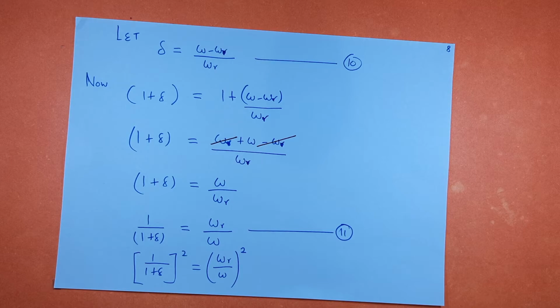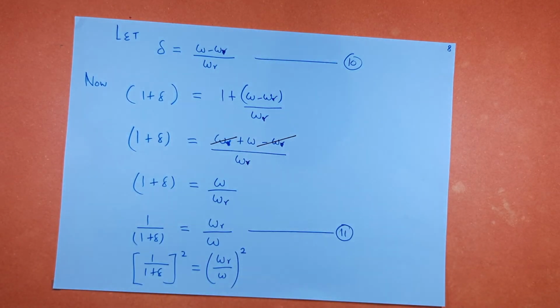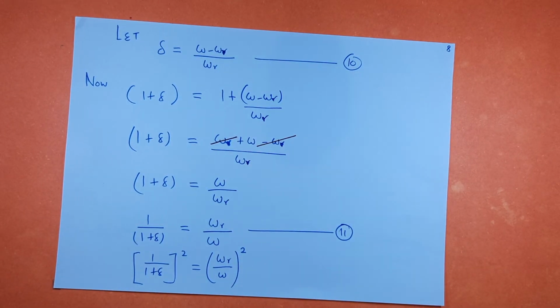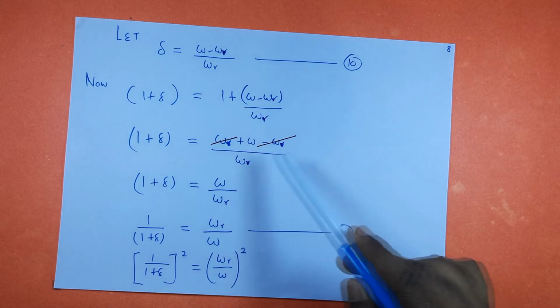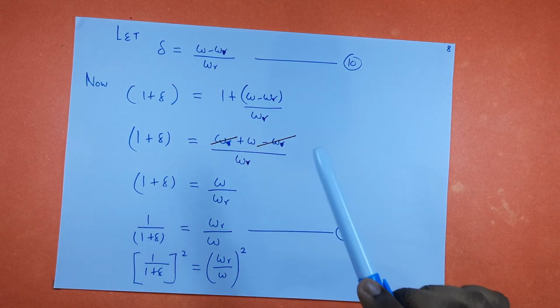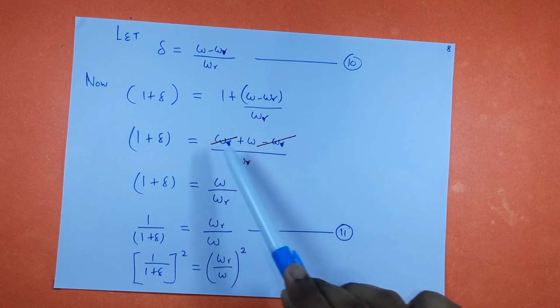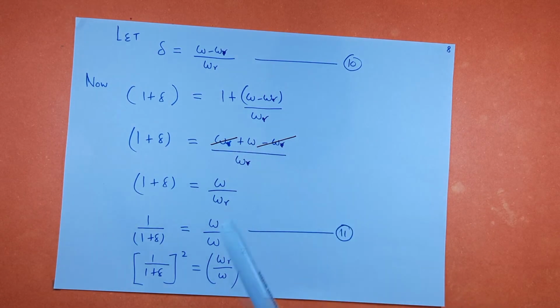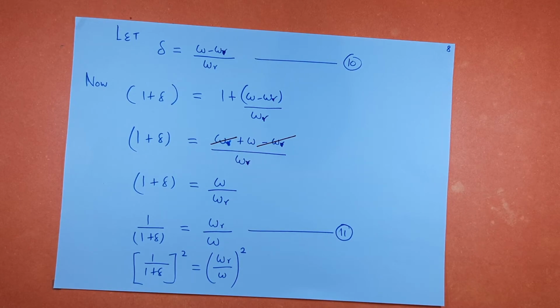1 plus delta equal to, cross multiply this, omega R plus omega minus omega R divided by omega R. So this plus omega R minus omega R gets cancelled. 1 plus delta equal to omega divided by omega R. Now you take the reciprocal of this. So 1 by 1 plus delta equal to omega R by omega. You call this equation number 11.